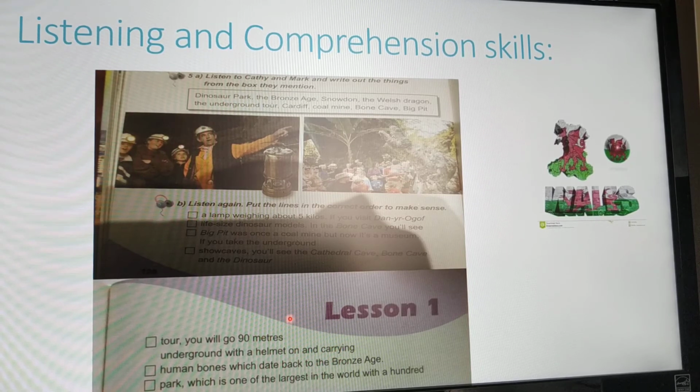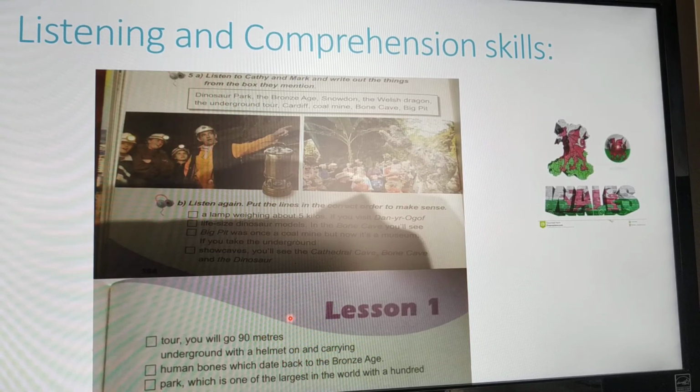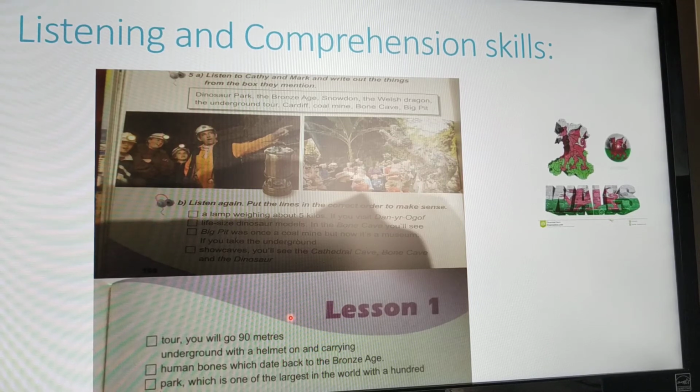But don't miss the Bone Cave, which is so called because a lot of human bones were discovered in it, dating back to the Bronze Age over 3,000 years ago. Another attraction there is the Dinosaur Park, one of the largest in the world. You'll be able to travel back to Jurassic times and walk around 100 life-size dinosaur models. Fascinating, believe me.